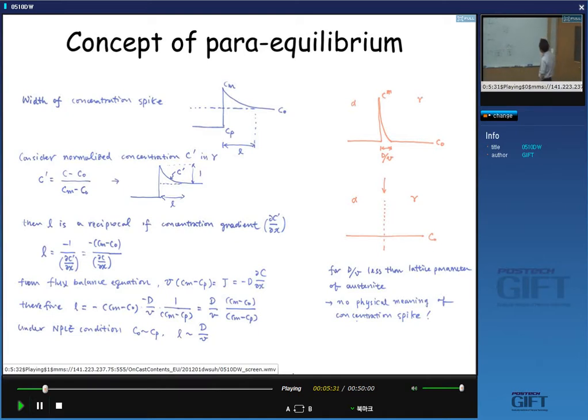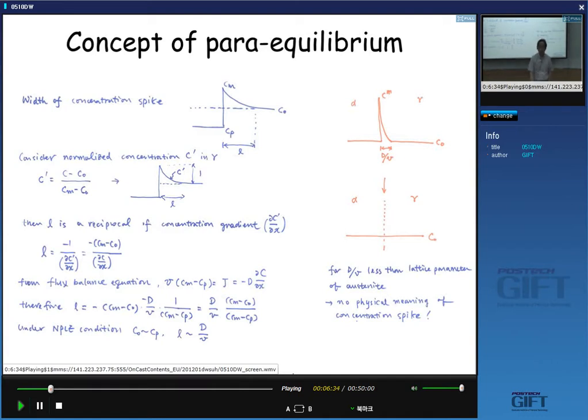When you consider the concentration gradient, from the flux balance equation, you can write down the concentration gradient like this, and just put this one into this equation, and you can obtain this one. So the diffusion length of the substitutional element is D over V and the ratio of this difference in the concentration.